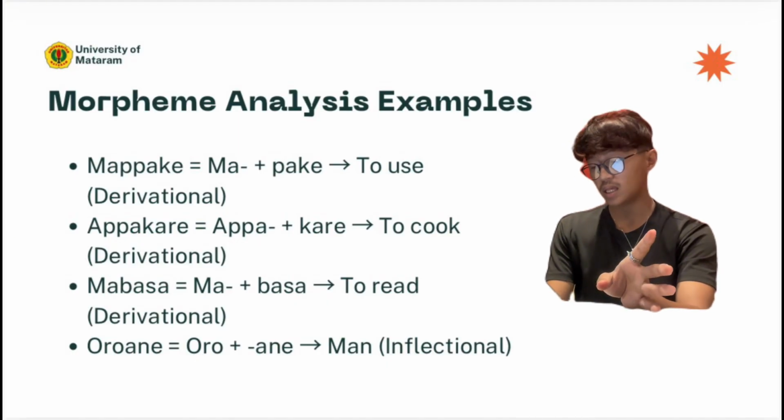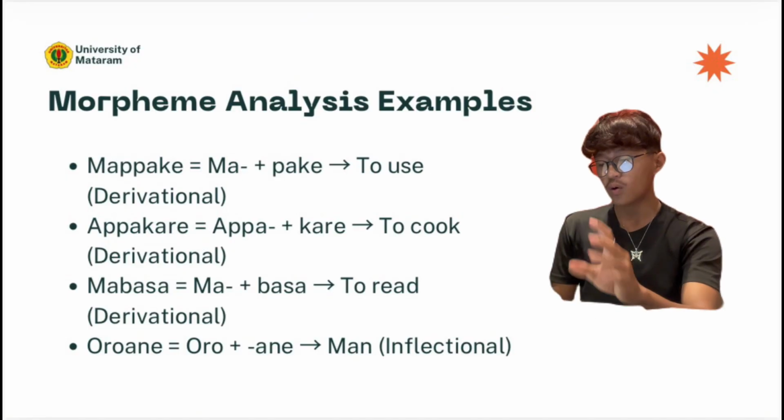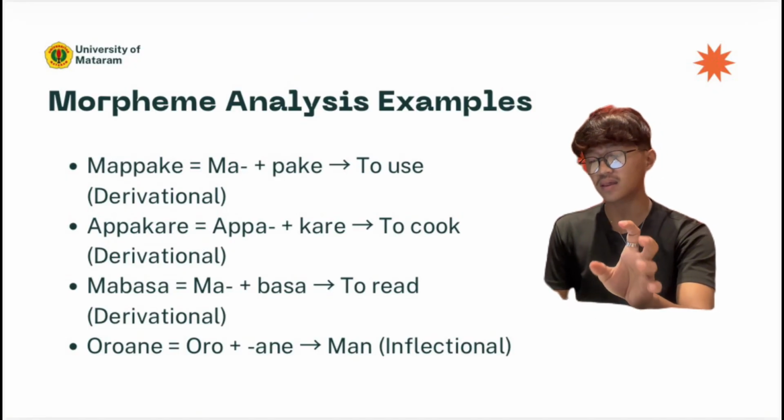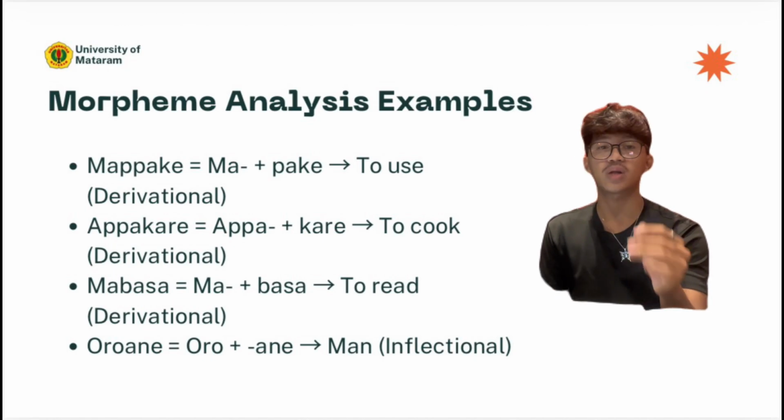And the last one is oro ane. Oro plus ane. Ane is a suffix that means man, which is inflectional.